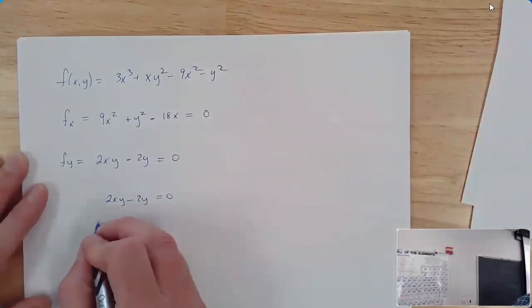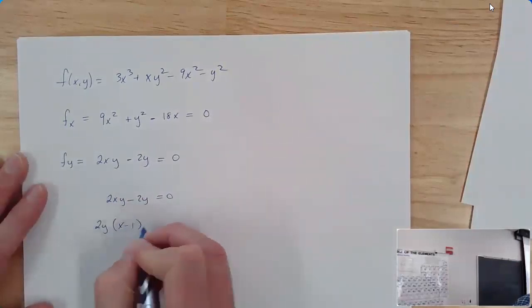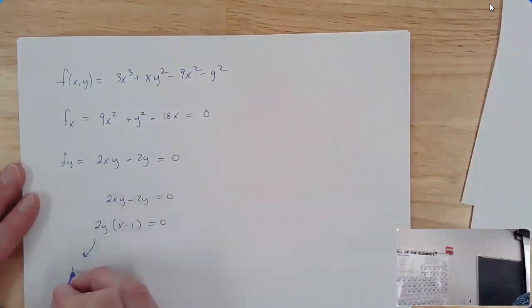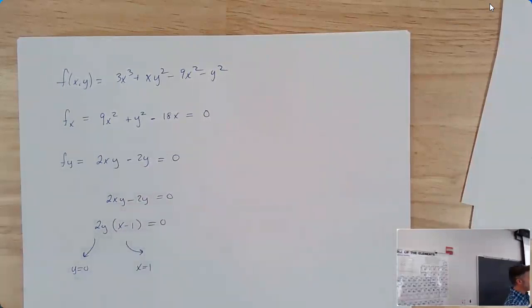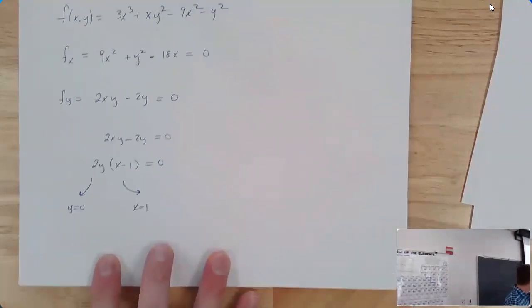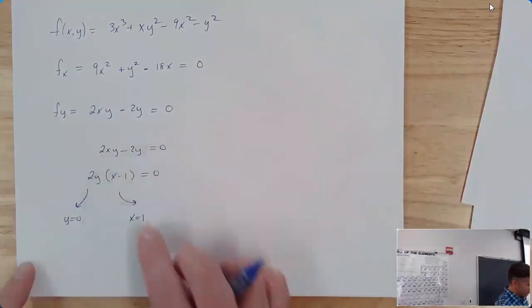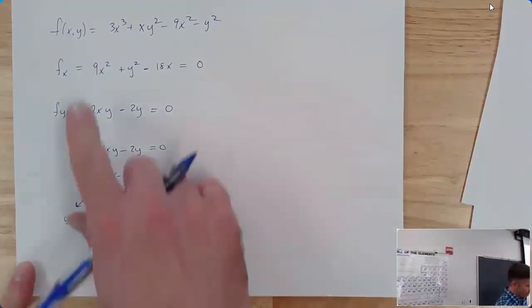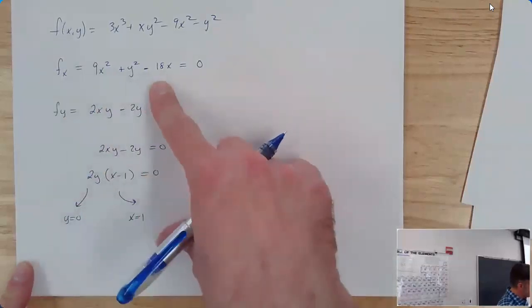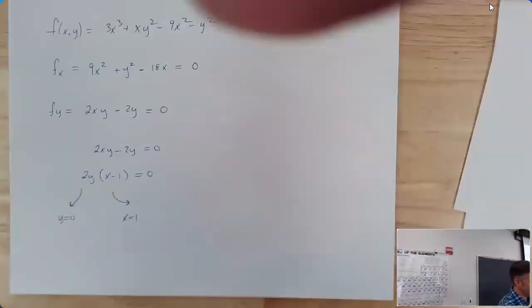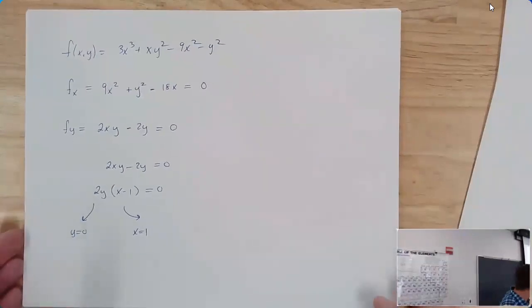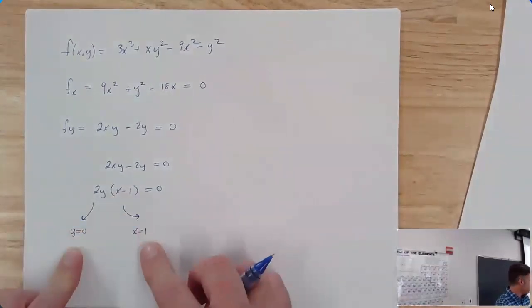So instead, what we should do is factor. I'm going to factor out a 2y, left with x minus 1. So then I get two solutions: y equals 0, x equals 1. And what I have to stress here is that the point (1, 0) is not a critical point, because it doesn't make both of these partials equal to 0 at the same time. It definitely makes this one 0, but if you plug in x equal to 1 and y equal to 0 into the other equation, you get 9 plus 0 minus 18. It's not 0. So I want to be super explicit about that, right? You don't get a critical point by just setting one equation equal to 0, even if you get x's and y's.